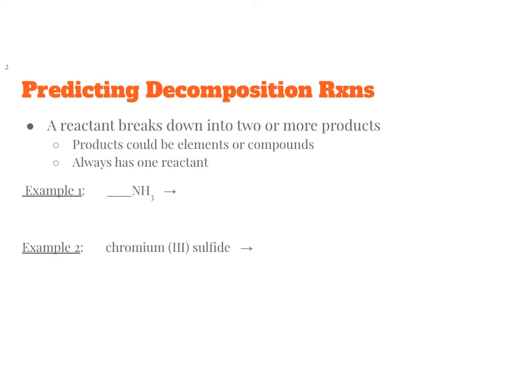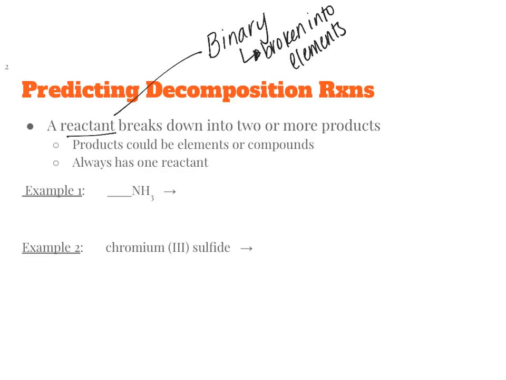All right, the next one we're going to talk about is predicting decomposition reactions. So remember that decomposition is when you have a reactant breaking down into 2 or more simpler products. Now, these simpler products could be a couple elements, it could be an element and a compound, or it could be a couple simple compounds. All right, and once again, to keep it simple, we are going to be using binary compounds as our reactant, which means that these reactants are going to be broken down into the elements that make them up.